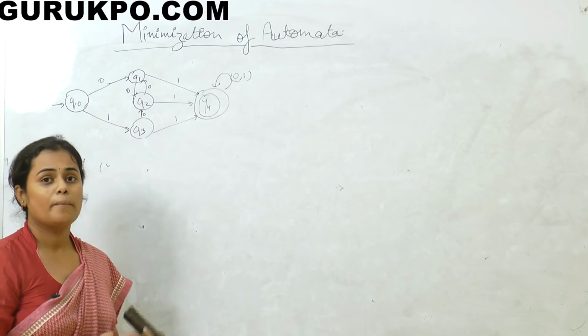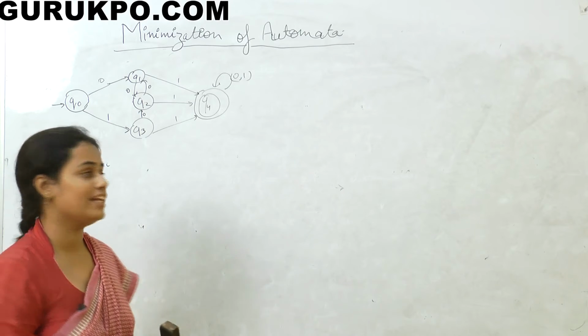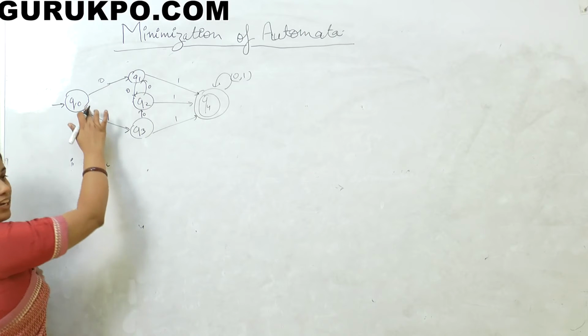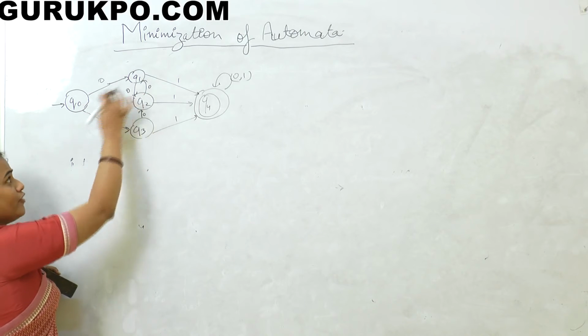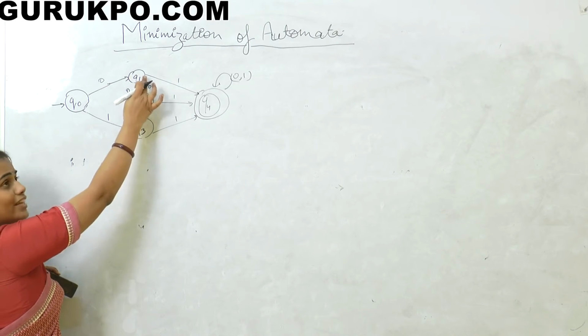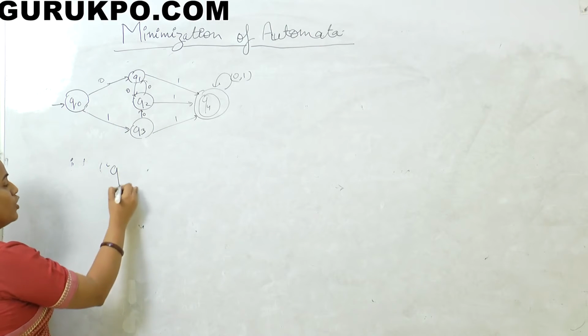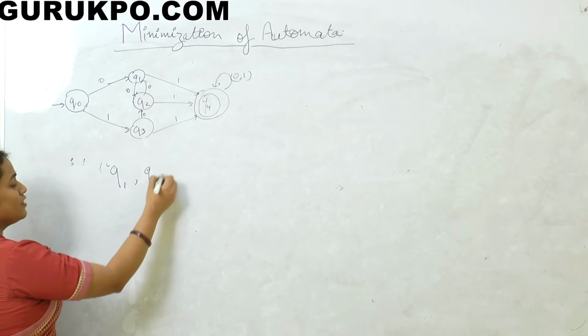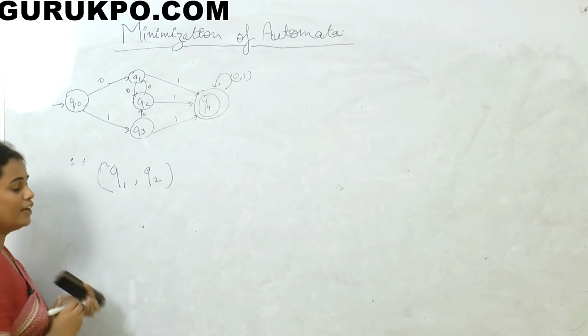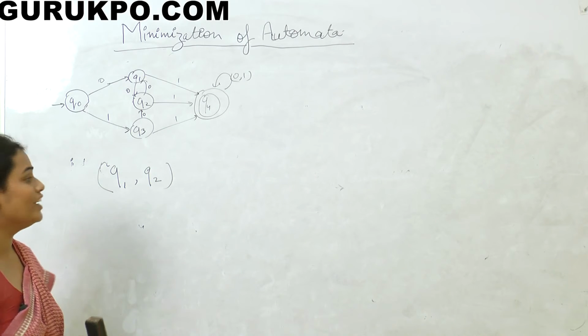Now we have to make a pairing of Q1 with any other. Q1 and Q0 is already checked. We cannot merge Q0 with Q1. That is why we cannot merge Q1 with Q0. Now we will check all the states with Q1. Now we will start with Q1 and Q2.